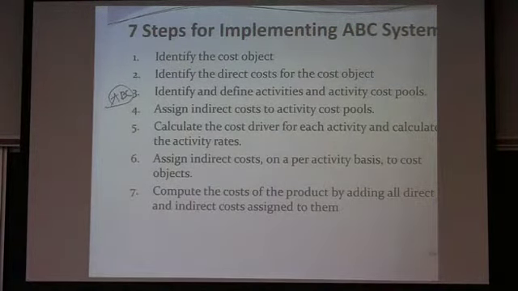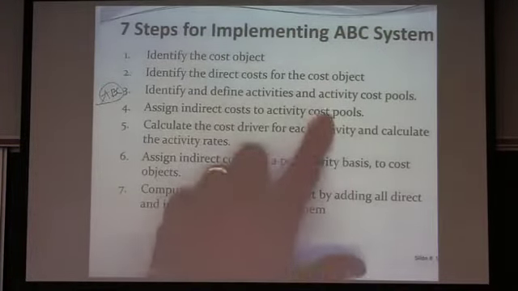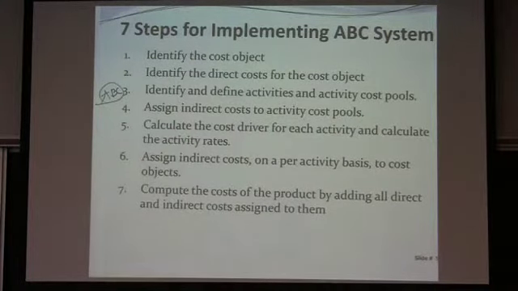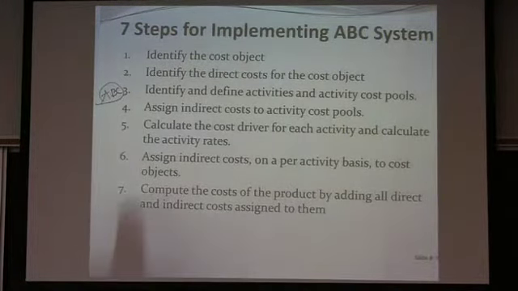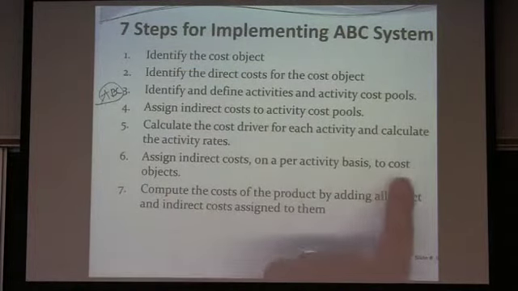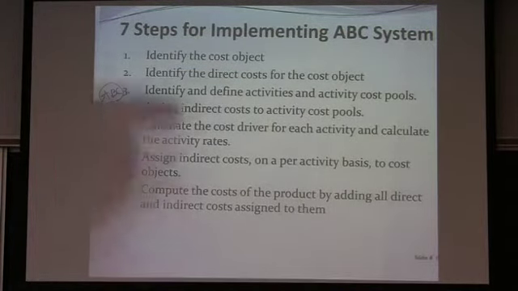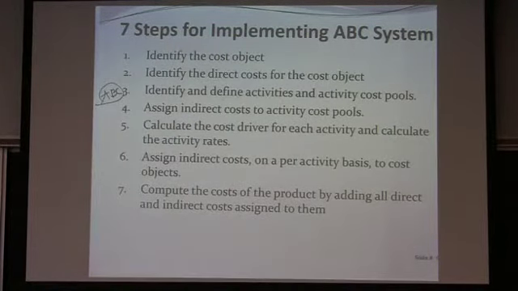Then we're going to calculate the cost driver for each activity, and we're going to calculate the activity rate. So now we're going to calculate the cost per minute, or per whatever driver we decided to use for that particular activity. Then we're going to assign the indirect cost on a per activity basis to the cost object. And then we're going to add it to step 2, which is the direct cost of the cost object, to determine the cost of selling or producing that product. So that's the 7th step of activity-based costing.